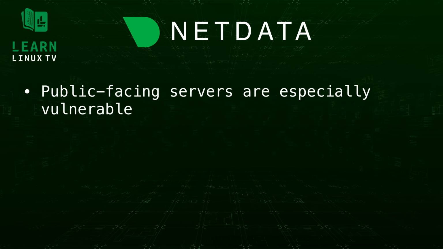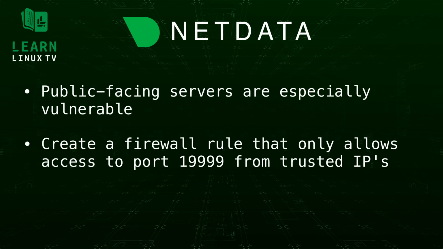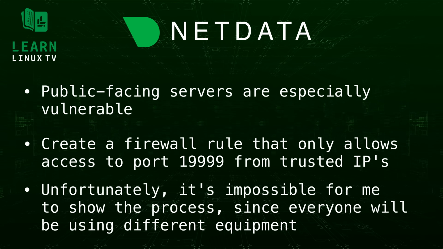So how do you fix it? Basically, what we'll need to do is create a firewall rule. We'll need to limit access to port 19999 from only our home office IP. The problem here is that not all of you guys will be using the same cloud provider as me, or maybe you're not using a cloud provider at all.